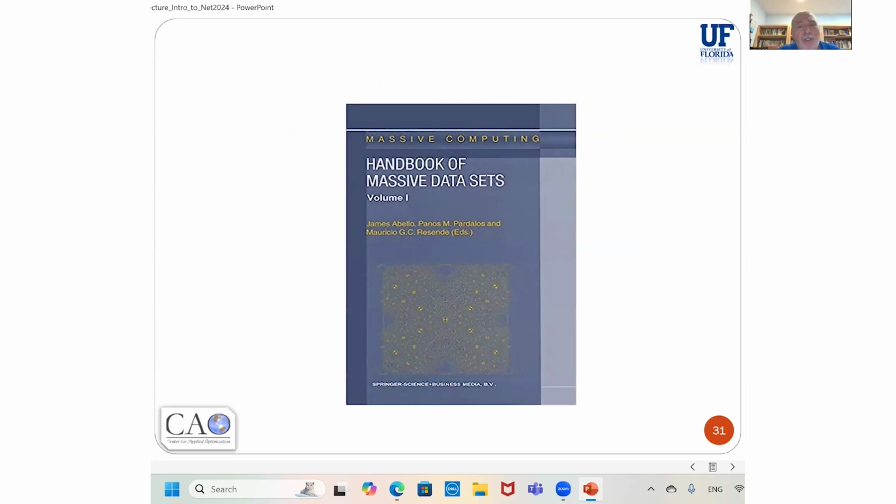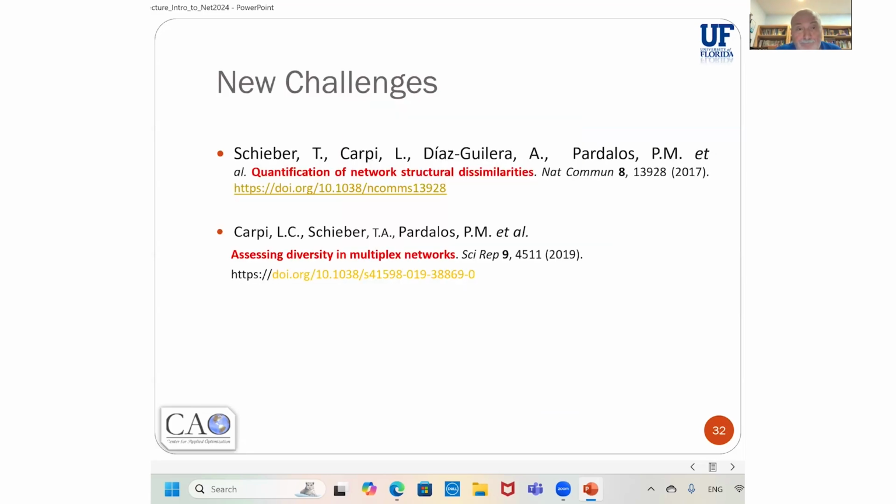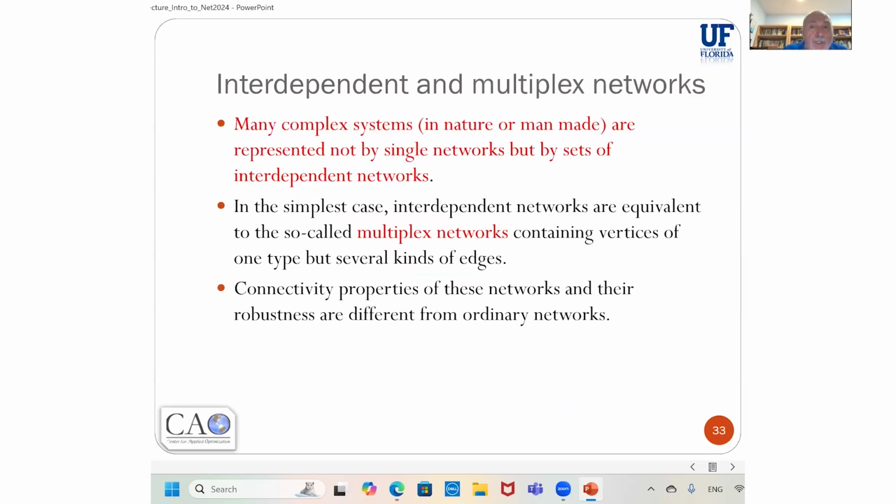As far as I know, since then, only one book has been published on massive data sets. Because there are a lot of results, many of these big companies use these results, but they don't publish them. And there are some other books I mentioned here, for example, these two papers here discuss many new challenges. And now we come to interdependent and multiplex networks.